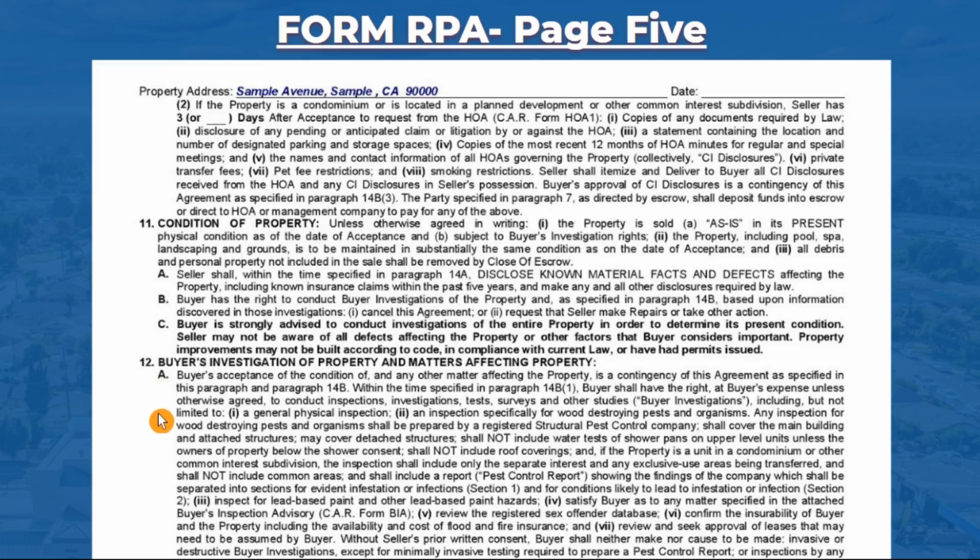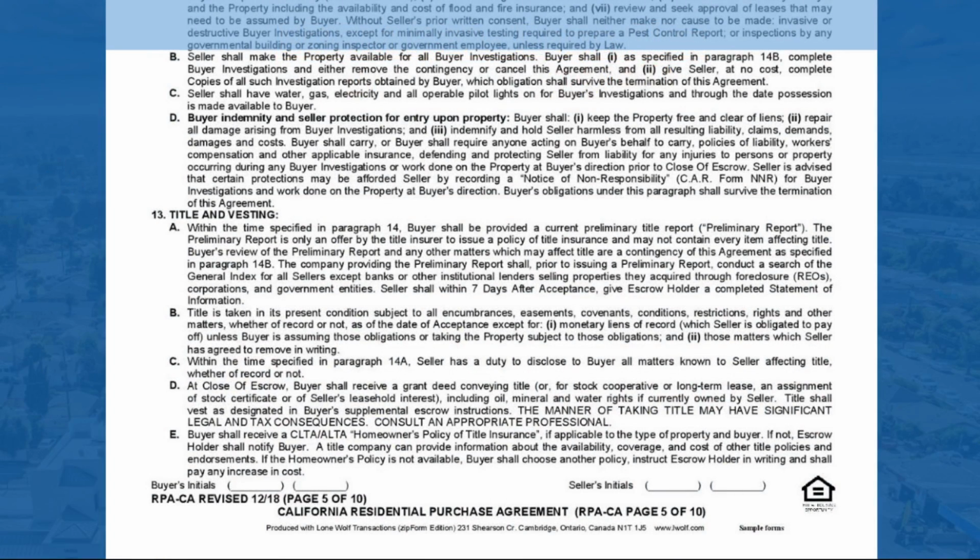Section 12 goes in great depth, and we would actually go through that if we were writing up this contract so that you understand your rights as a buyer. Section 12B states that the seller will make the property available for all buyer investigations. And it goes on to state that the buyer will complete their investigations and either remove the contingency or cancel the agreement according to the terms in Section 14B.